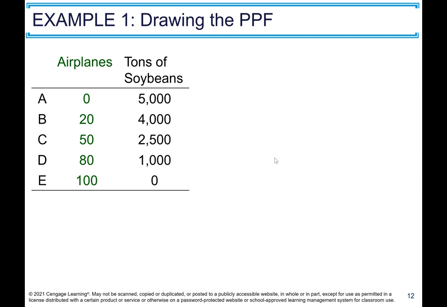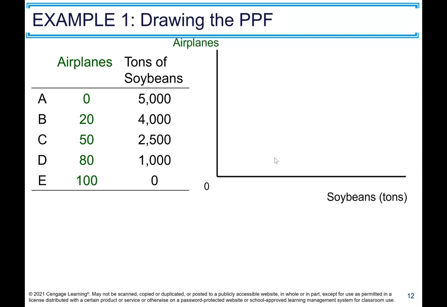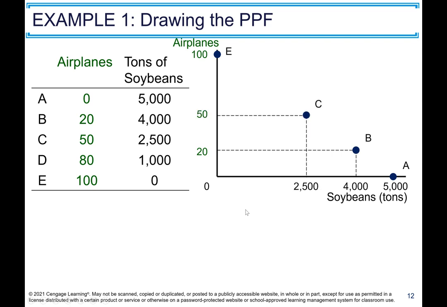When you plot this table on a graph, you put soybeans on the horizontal axis and airplanes on the vertical axis. You plot the two intercepts. The horizontal intercept is this point, 5,000 soybeans and zero planes, and the vertical intercept is 100 airplanes and zero soybeans, or a combination thereof.